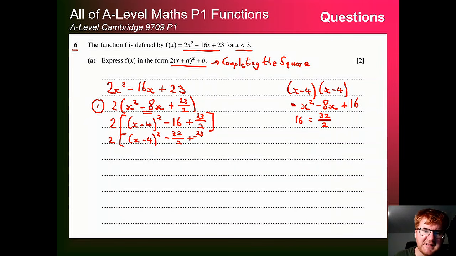Notice I can then simplify this part here, because we have the same denominator. Notice all those fraction skills still very, very important. So we get this, minus 32 plus 23 is equal to minus 9 over 2. And now we re-multiply it out here. So we multiply essentially just a single bracket.